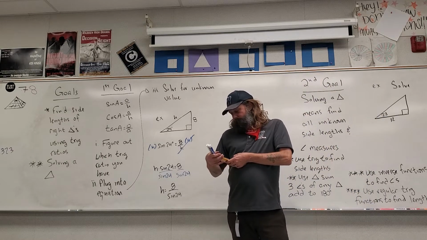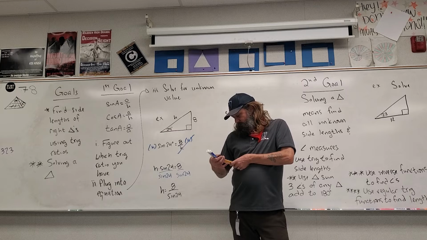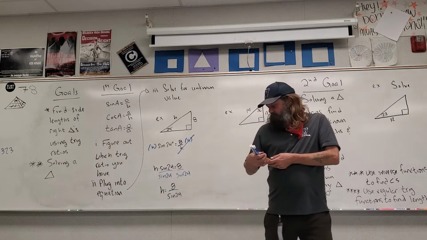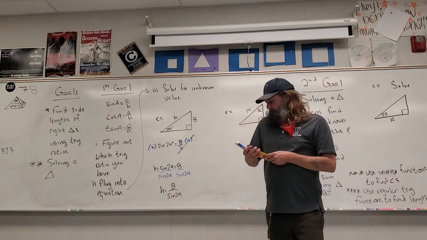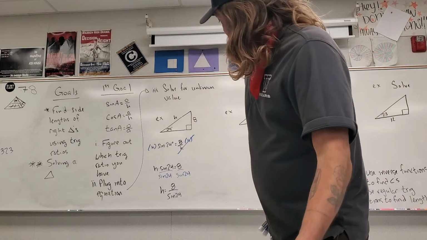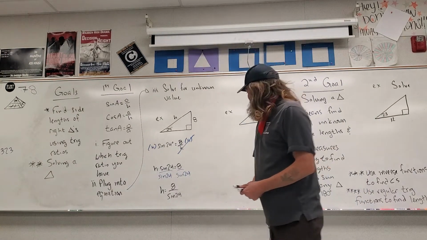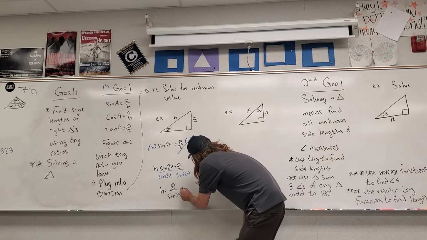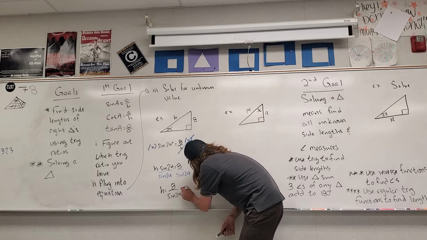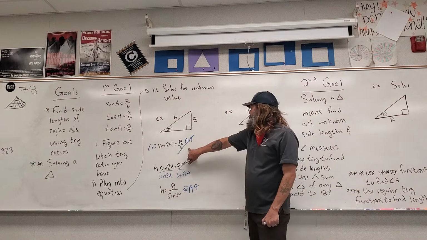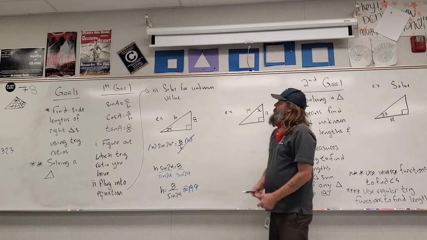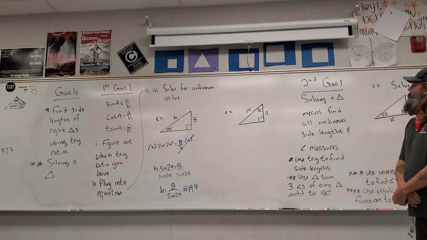So let's see here. 8 divided by sine of 24. Make sure your calculator is in degrees, not radians. Enter. The length of the hypotenuse is roughly 19.7. And I do want to point out, in this problem, the unknown was in the denominator. Okay, let's move on to the next example.